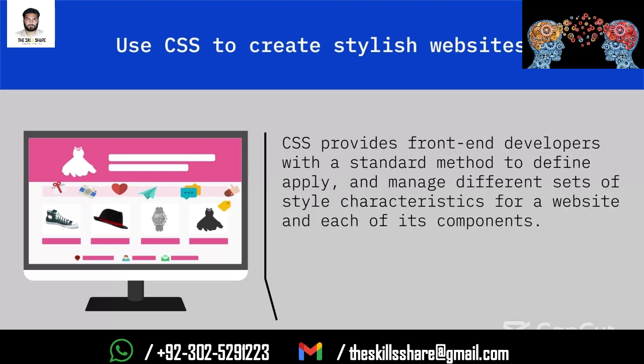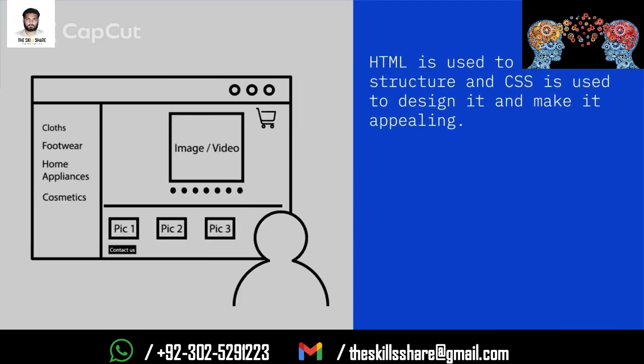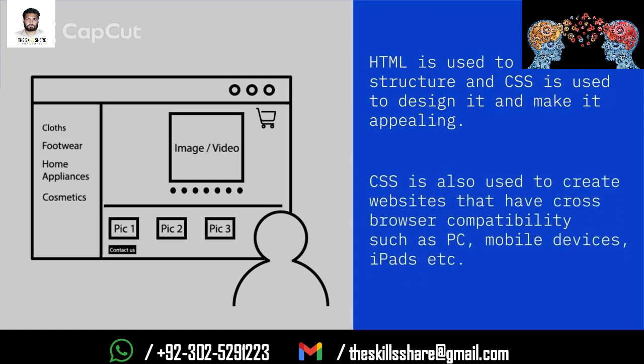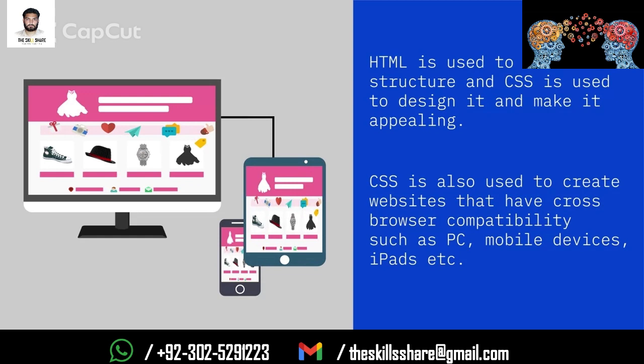CSS provides front-end developers with a standard method to define, apply, and manage different sets of style characteristics for a website and each of its components. CSS ensures uniformity in look and feel, style, colors, fonts, designs, and layouts. So, HTML is used to create the structure, and CSS is used to design it and make it appealing. CSS is also used to create websites that have cross-browser compatibility, which means that they are compatible with multiple browsers and multiple devices, such as PCs, mobile devices, iPads, etc.